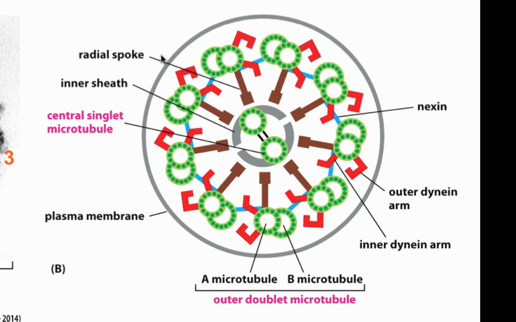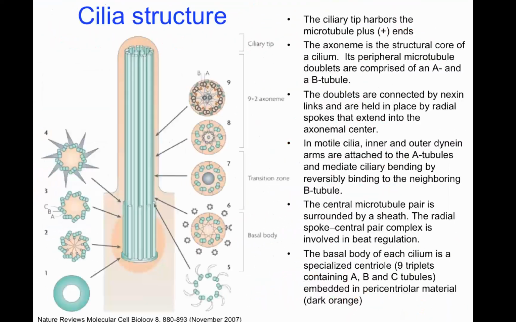Also important to know is that the entire axoneme structure is covered by the plasma membrane. So the entire axoneme and the flagella and the cilia are internal organelles. And I would like you to think about why that may be the case. So I will leave that question there for you.